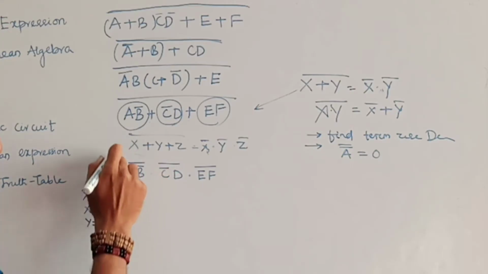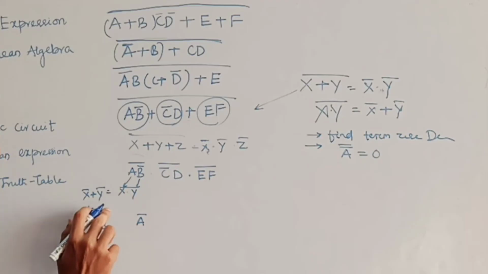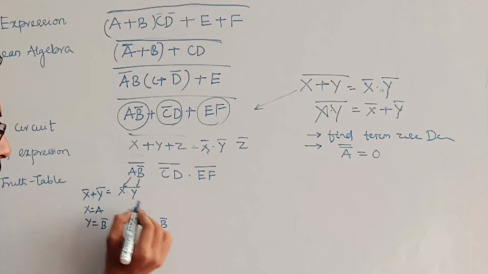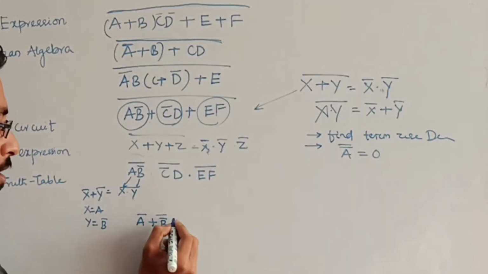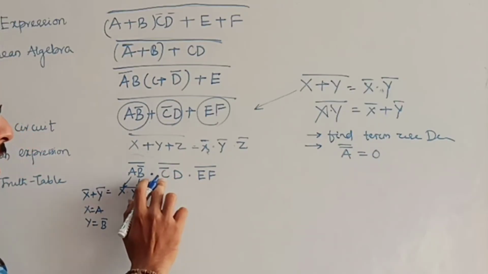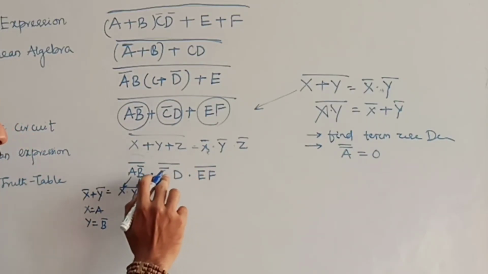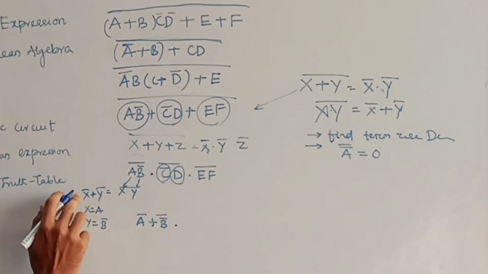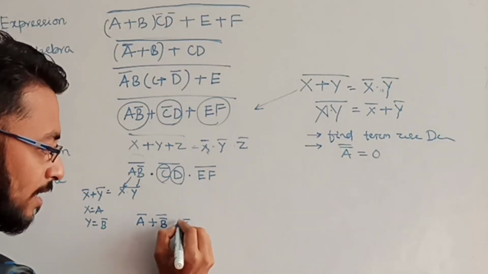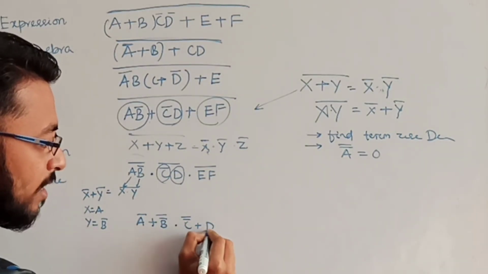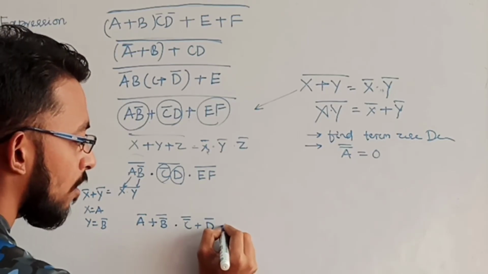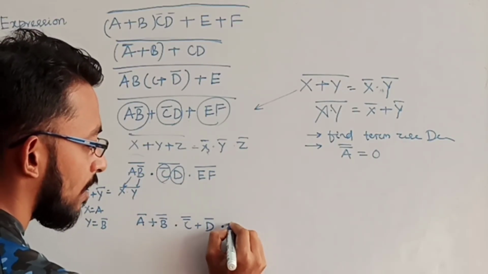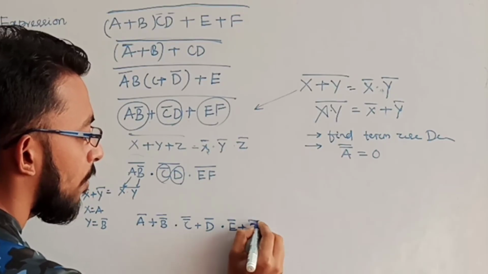Then what can I write in place of this? I can write a bar, which is my x bar, plus y bar, that is b bar with another bar, and that's why I have to take another bar. Now dot. Similarly, this can be represented as x dot y whole bar, where my x is c bar and y is d. So it can again be represented by x bar plus y bar, that is, c bar bar plus d bar. Similarly, dot. This e f looks like the same format, x dot y whole bar, so it can be represented as e bar plus f bar.